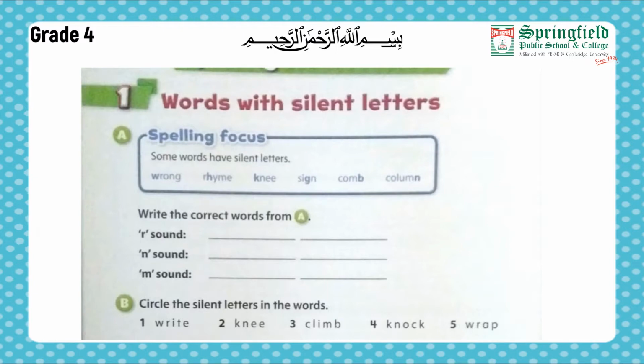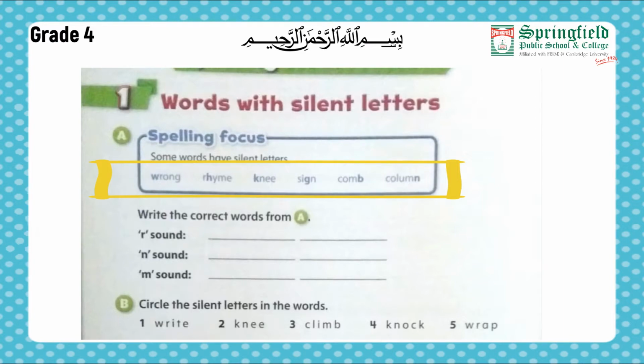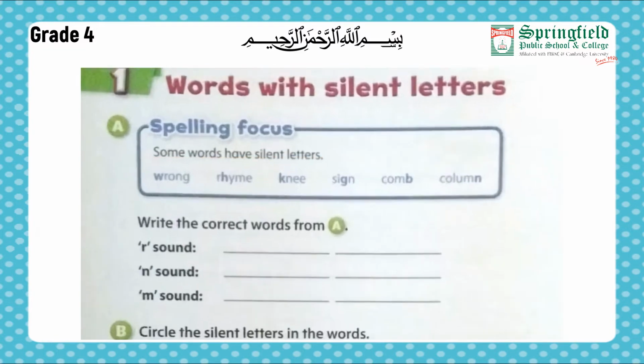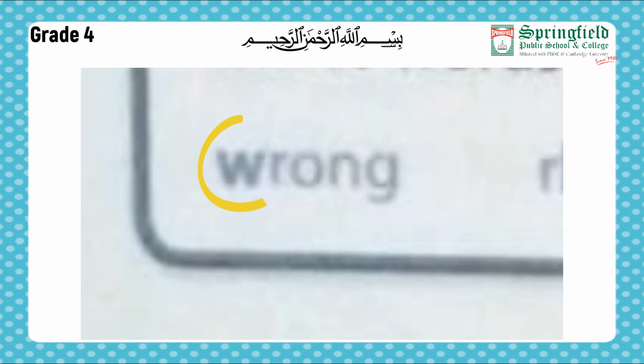Alright, so we are talking about the English language, and the English language is full of words whose written form can be deceptive. Unlike other languages, in English we rarely sound out all of the letters that we see. For example, over here, if you look: wrong, rhyme, knee, sign, comb and column. In these words, there is one letter silent, and that letter is written in bold. Here, give a look at it.